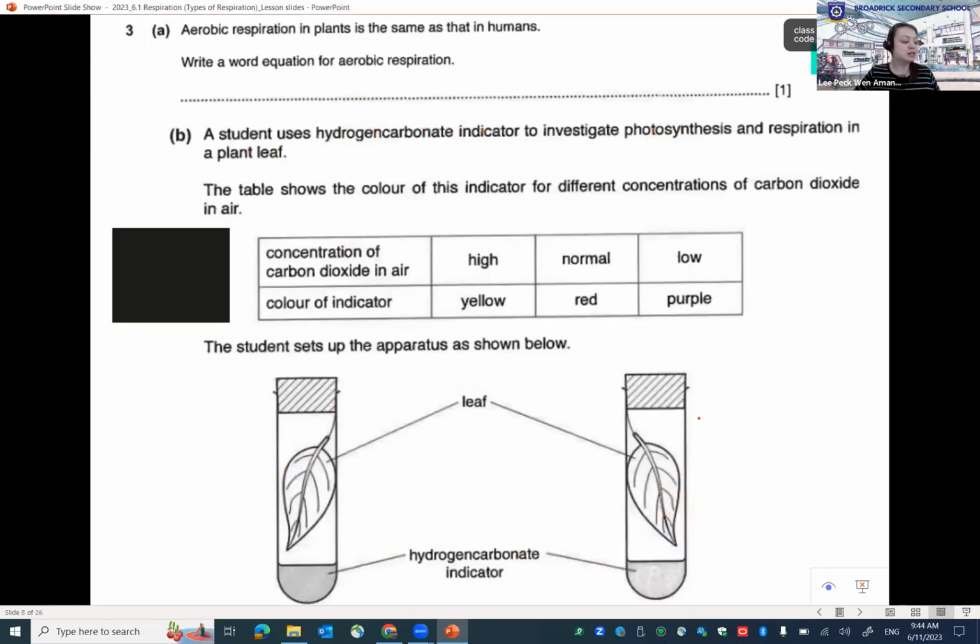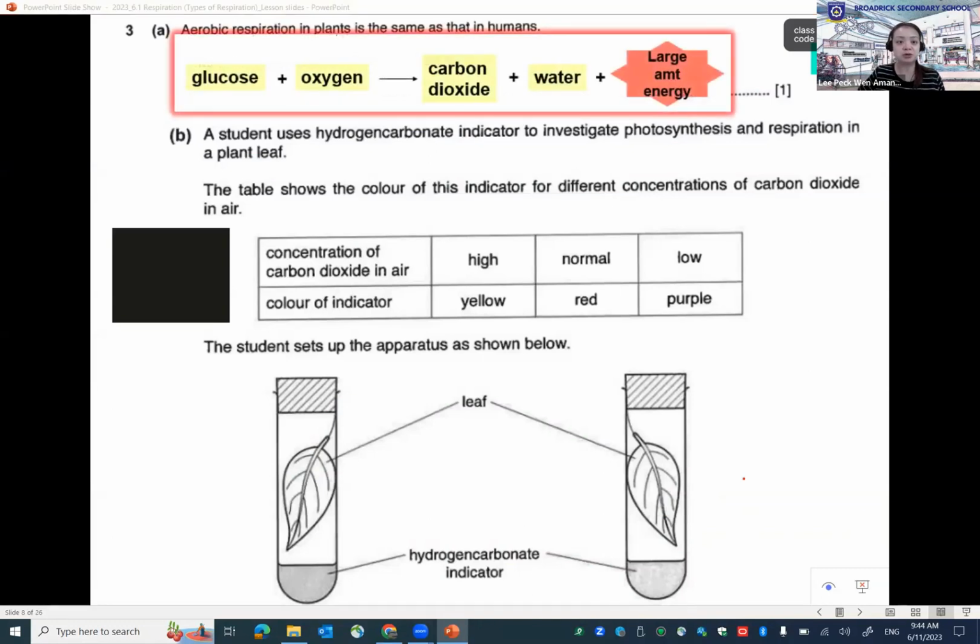Let's move on to the bottom of page number 4. So let's have a look at question 3A. All right, now, aerobic respiration in plants is the same as that in humans. So write a word equation. So no brainer. I'm just going to put it over here. Let me try and remove this bar. Okay, sorry about that. All right. So let's go on to this question over here.